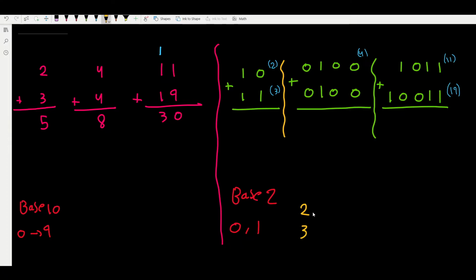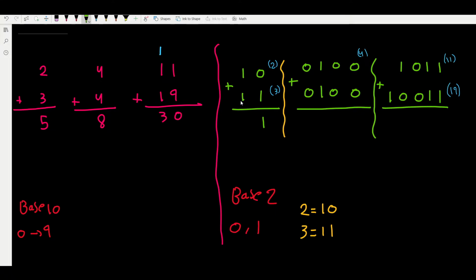The binary representation of 2 is 1, 0. The binary representation of 3 is 1, 1. It's important to keep these two numbers in mind, and I will show you why. So let's start with 2 plus 3. 2 is 1, 0, 3 is 1, 1. Now, what is 0 plus 1? Well, it's a 1. Now, what is 1 plus 1?